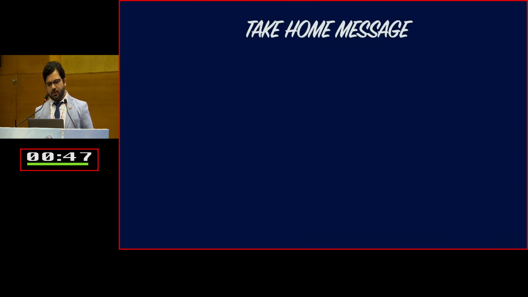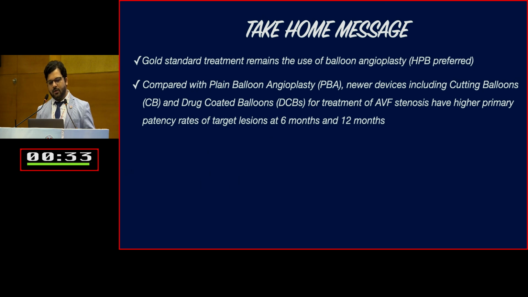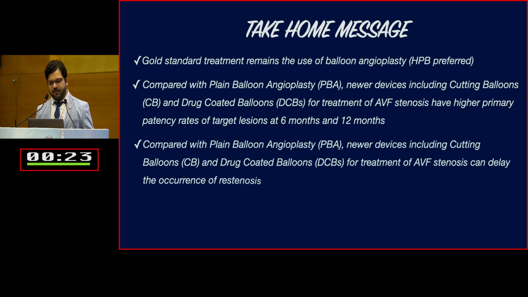And we have our own cath lab, and we get the ultrasound prepared in all our cases. So I'll end my talk with the take-home message that the gold standard treatment for most of us still remains the use of balloon angioplasty. High pressure balloon is preferred. Compared with the plain balloon angioplasty, newer devices including the cutting balloons and drug-coated balloons have higher primary patency rates of target lesions at 6 months and 12 months, and they can delay the occurrence of restenosis in these patients. So they can prolong the life of the AV fistula in these patients.